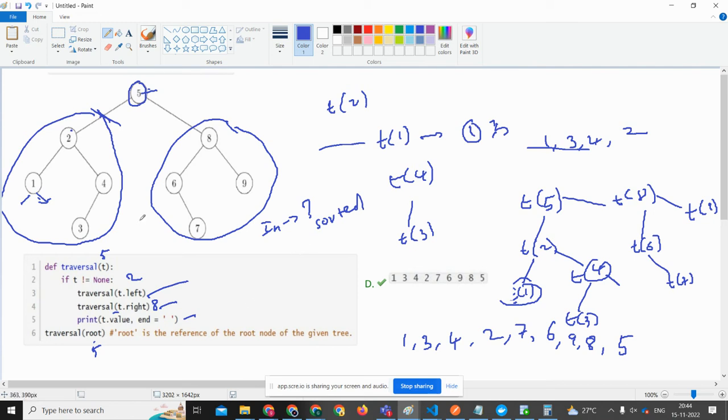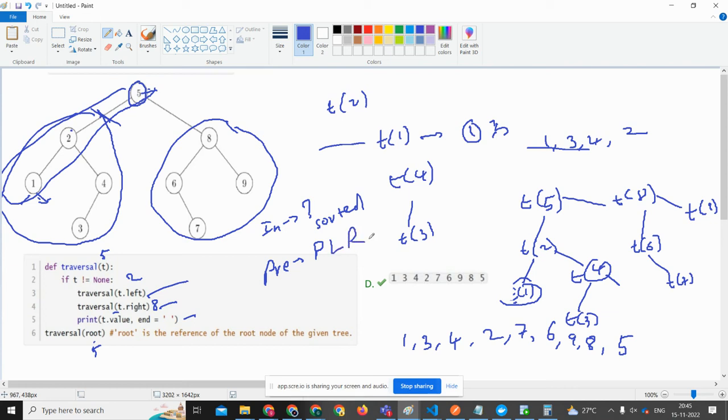If it is pre-order, how will you do it? First you explore the leftmost part. For pre-order it is left, parent, and then the right. That's in-order, right? Parent is in the middle. I'm sorry, I got confused there. Then what is pre-order? Pre-order is parent, left, right, I guess. Yeah, parent, left, and right.